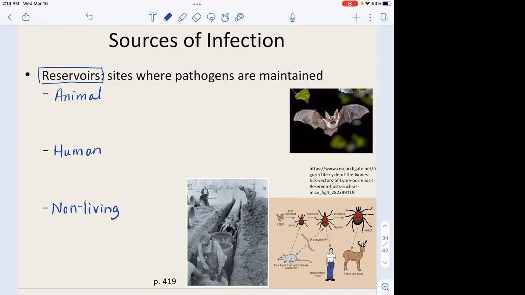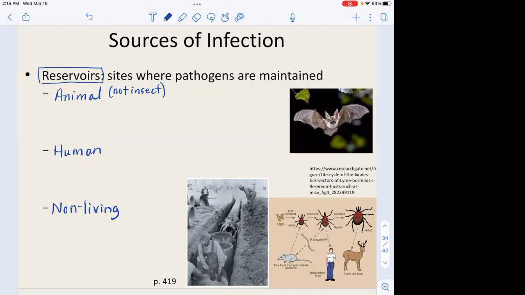When a reservoir is animal or human, typically that animal or human is not ill, to fit the ideal definition of a reservoir. Of course, if it was just getting passed to another human and then they're getting sick, then we don't consider that a reservoir. But humans that are not showing any symptoms and yet are contagious are considered a reservoir. Animals are really, really common reservoirs, not insects. We have a different name if an insect is involved. We'll talk about that in a minute.